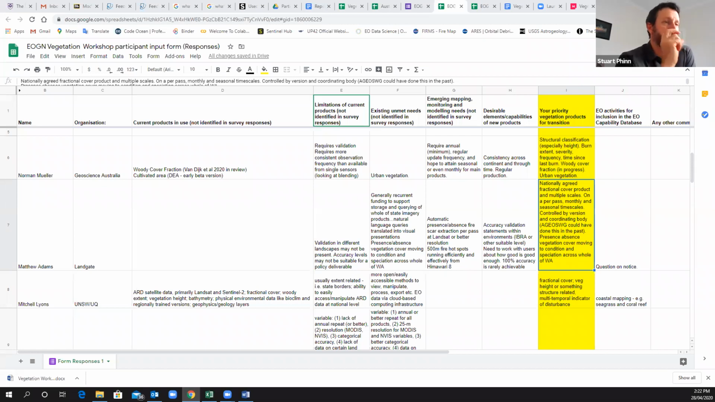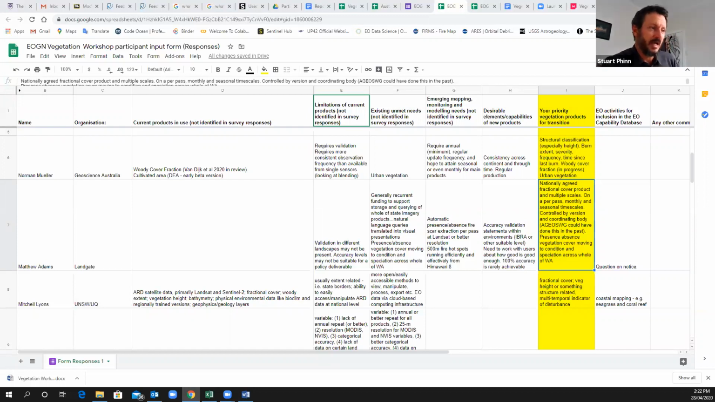Now, I think that's a really good point, and this digs into what I think Juan mentioned before as well. What we're trying to get to is, okay, there is fractional cover, but there are a range of products from it, and they are used by different national, state, and territory agencies. The long acronym, which Matt has in there, and Matt, you can tell me if I get it wrong, was the Australian Government Earth Observation from Space Working Group. I think I got that right.